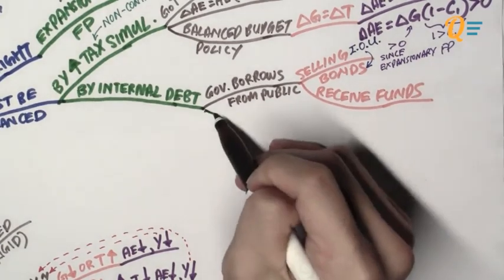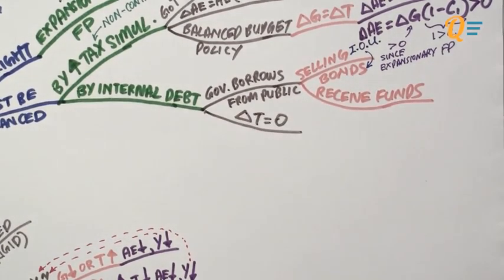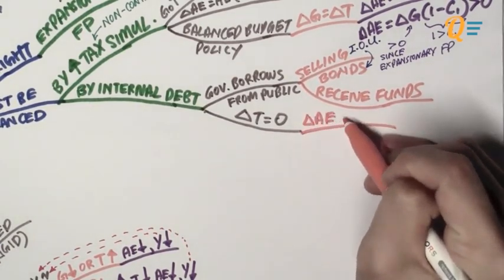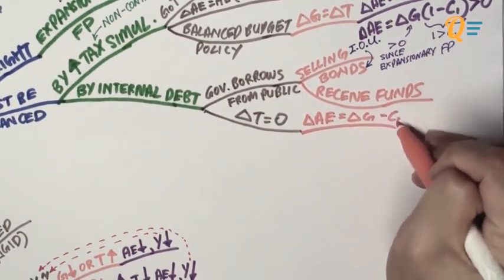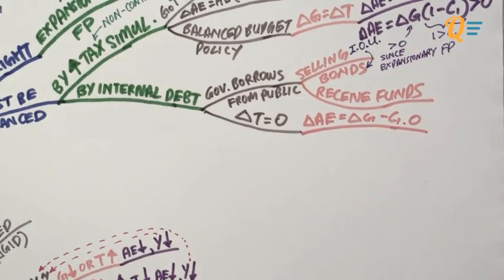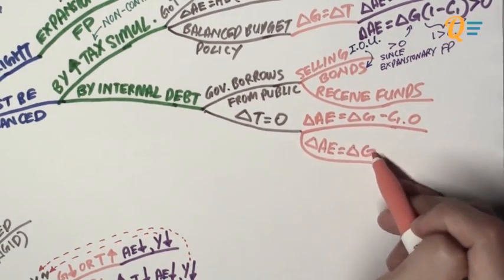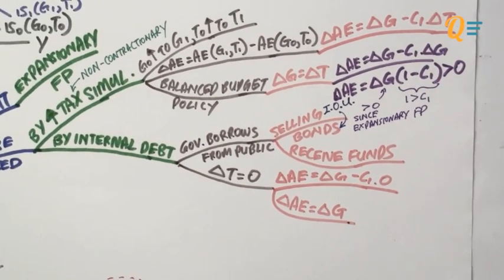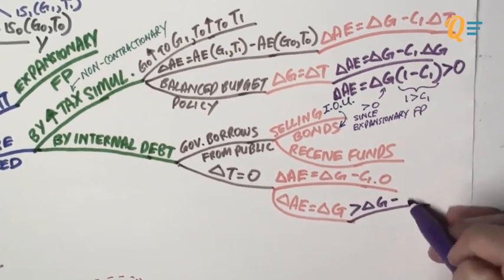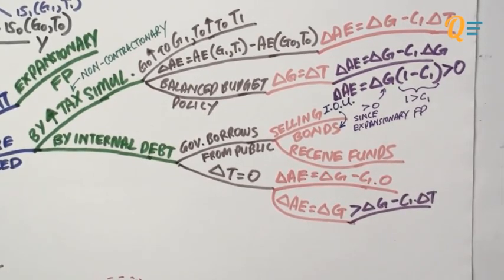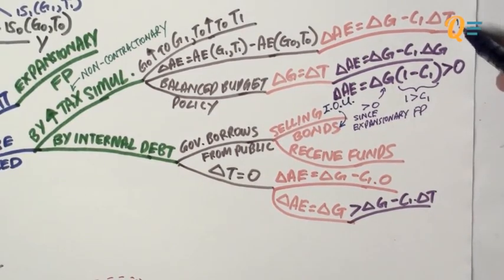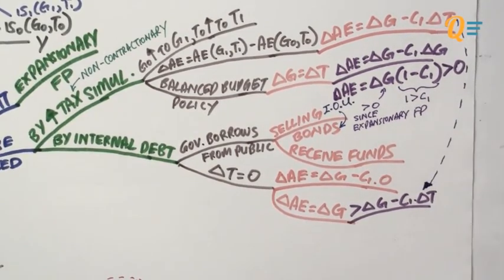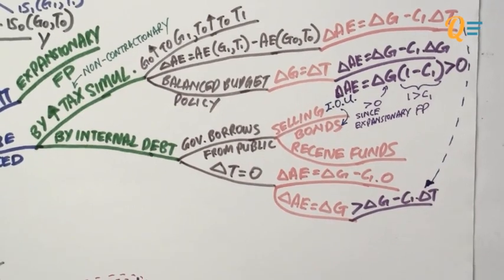Alright, since the government now does not need to raise the tax level, the change in T is going to be zero. So let's look at the formula for the change in AE. Right, it's going to be the change in government spending minus C1 times 0, which eventually gives you that the change in AE is simply just the change in government spending. So the change in G is obviously more than the change in G minus something else, right? So where do I get this change in G minus C1 times the change in T? It is from the first method of raising funding, which is by increasing the tax level simultaneously.